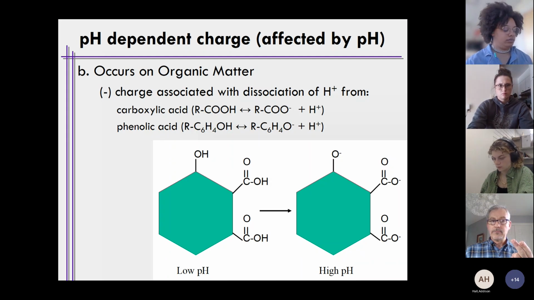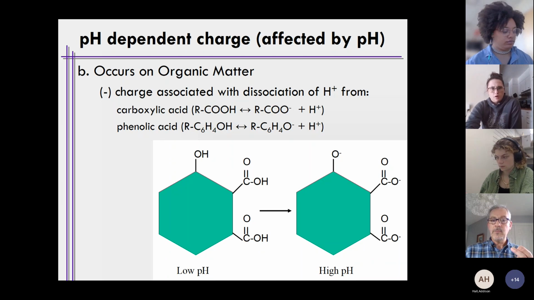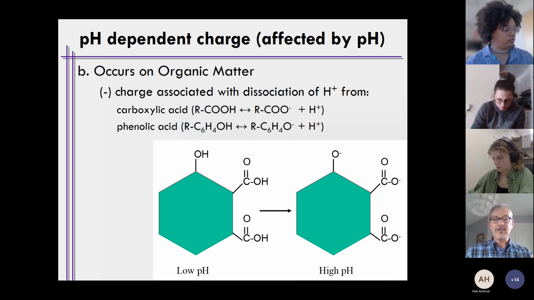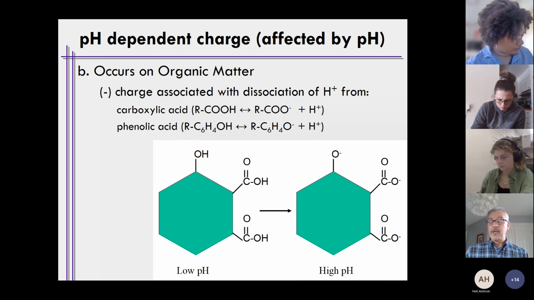Makes sense? Hopefully? Okay. We could spend an entire semester talking about this one slide, and we are not going to do that, all right? So this gives you the basic tools that you need to understand how pH-dependent charge and isomorphic substitution work to lead to a negative charge in soils. And that negative charge holds positive charges like magnesium, calcium, iron, zinc, manganese, copper, most of the nutrients that are necessary for plant growth. Not all of them, but most of them.